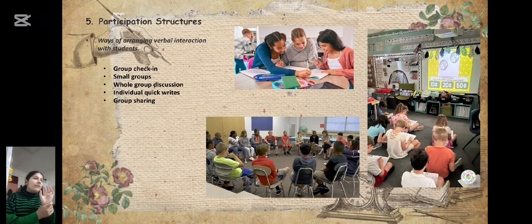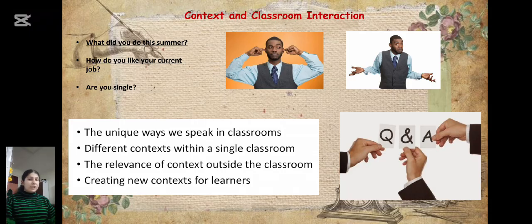So the main factor is groups. You can divide them into small groups or make a big group discussion, and you also will be in that discussion to create interaction with your students. So in these photos you can see them with the small groups and the whole groups. Then we have context and classroom interaction.